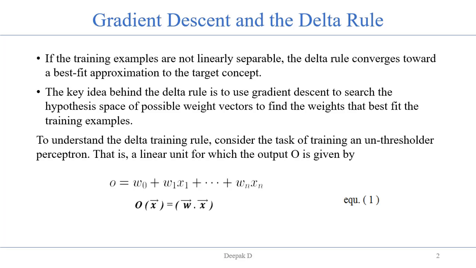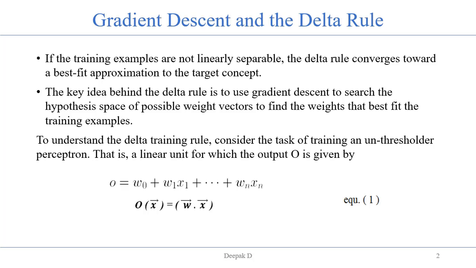As we discussed in the previous session on the perceptron training rule, that learning procedure can be proven to converge within a finite number of applications of the rule to a weight vector that classifies correctly all the training examples, provided the training examples are linearly separable and provided a sufficiently small learning rate is used. In this topic, gradient descent and delta rule, the perceptron rule finds a successful weight vector when the training examples are linearly separable, but it fails to converge if the instances are not linearly separable.